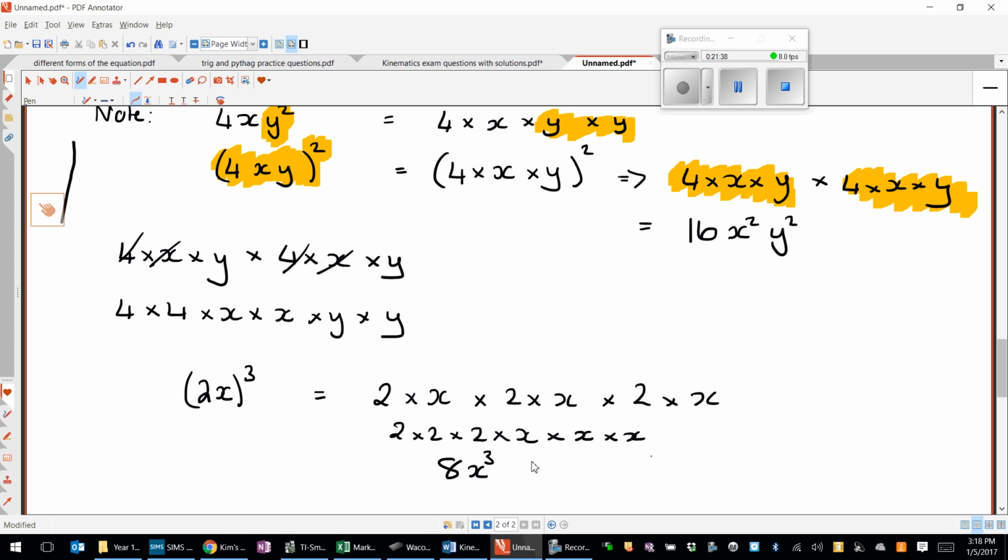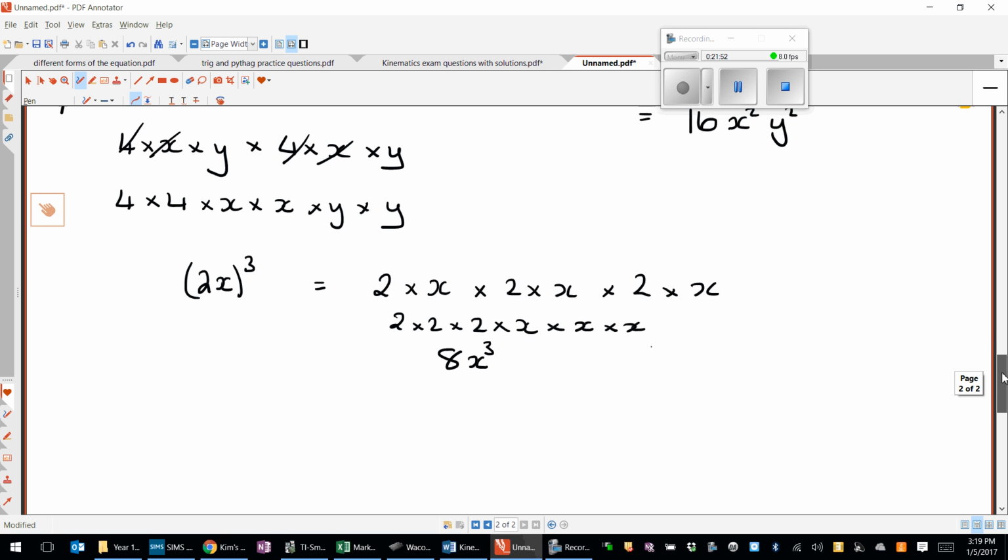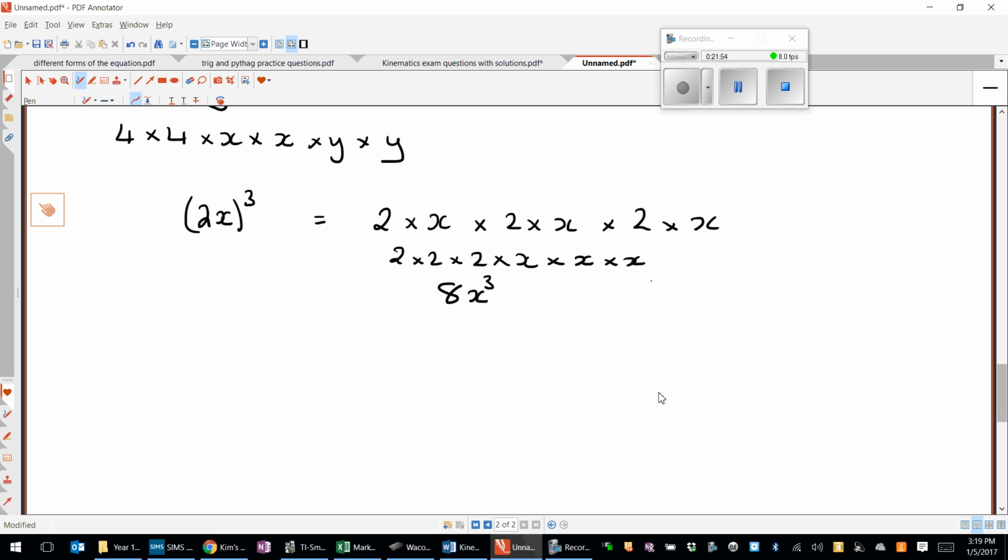But is that different? Could it not be right? Okay, let's just check. Let's say x equals 2.